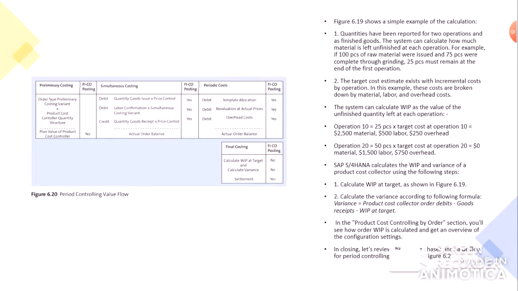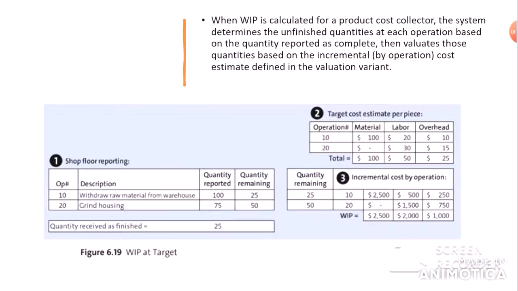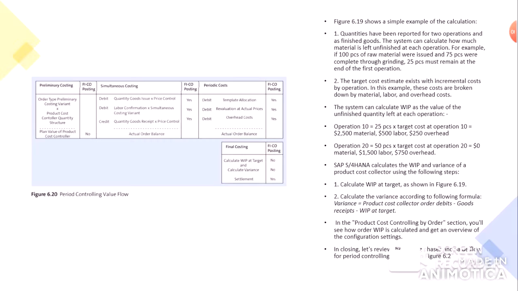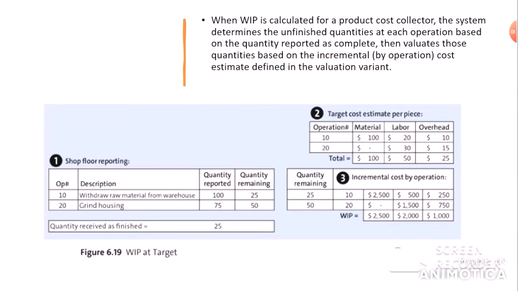The target cost estimate exists with incremental costs by operation. In this example, these costs are broken down by material, labor and overhead costs. The system can calculate WIP as the value of the unfinished quantity left at each operation. Operation 10 equals 25 pieces times the target cost at the operation, which is $2,500 material, 500 labor and 250 overhead. And operation 20, 50 pieces, and the target at operation 20 is $0 material, 1,500 labor and 750 overhead.